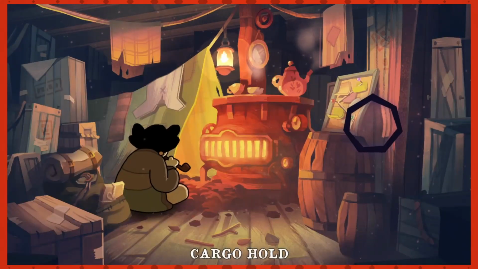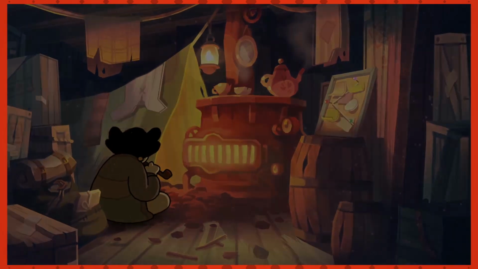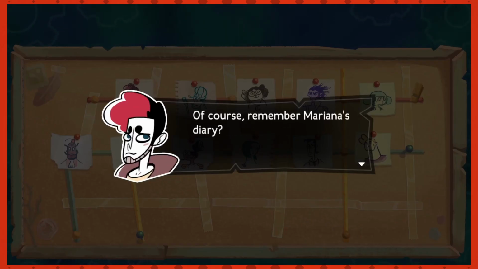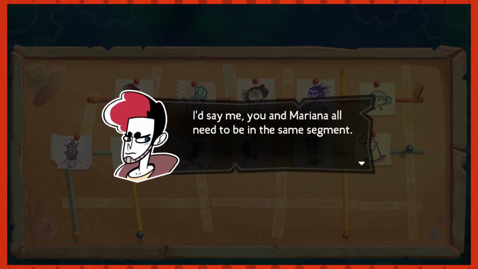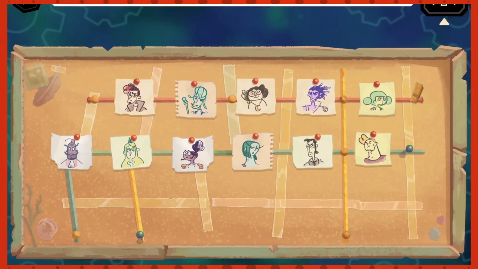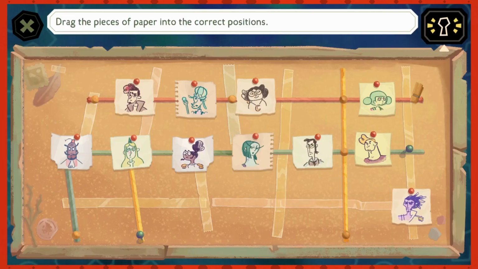Right, I'm gonna have to... It's the cargo hand. The logic behind this one escapes me. Nope. So, each one needs to be moved. It looks like the board. The shape looks familiar. Of course. Remember Mariana's diary? What do you mean? Nothing. I'd say me, you, and Mariana all need to be in the same segment. Oh, and Mortuga probably shouldn't be in any of the segments. Okay, so it is related to that. So Mortuga needs to be off here.